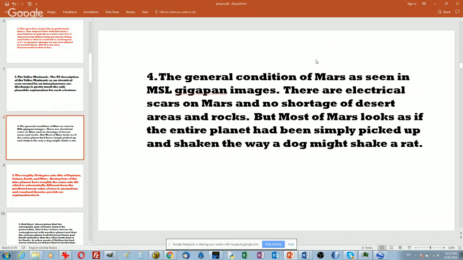The general condition of Mars, which you see in the MSL images, basically they look like you've got remains of structures and rock plates lying on top of each other, catawampus all over much of the planet. This is beyond the scale of anything other than a cosmic catastrophe. Much of the planet, if not most of the planet, looks as if the whole planet had simply been picked up and shaken the way that a dog might shake a rat.